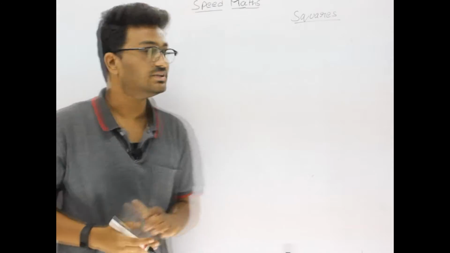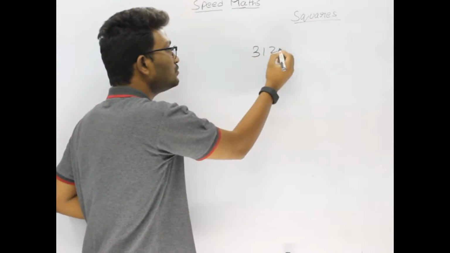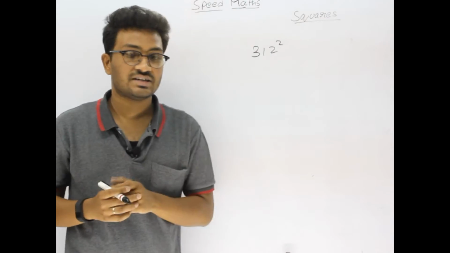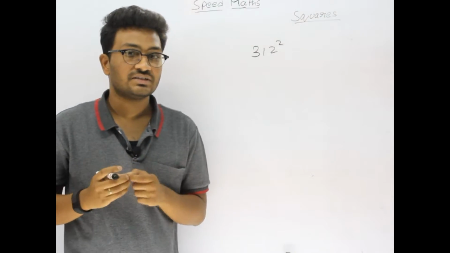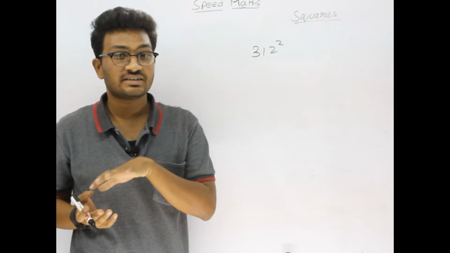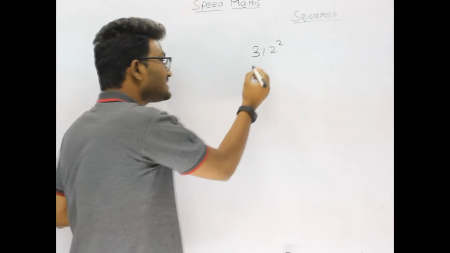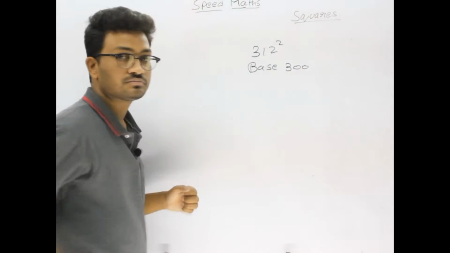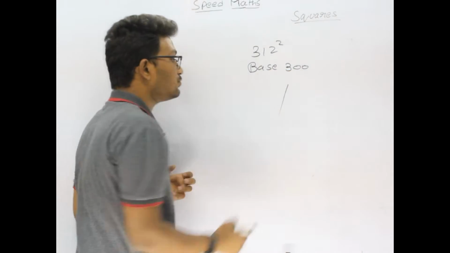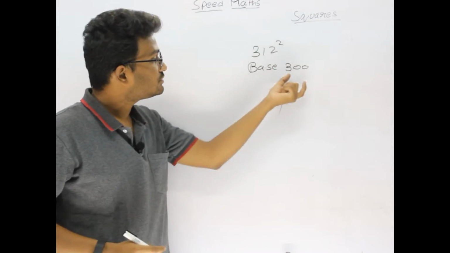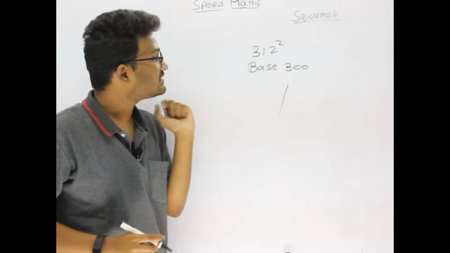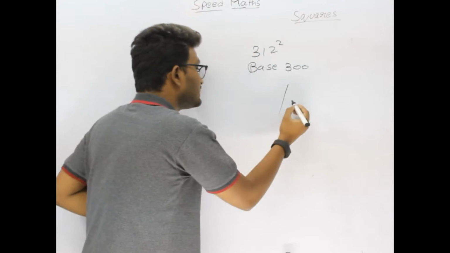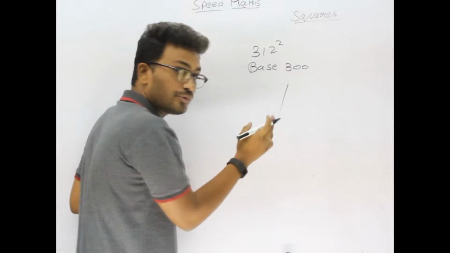Let us see another example. 312 whole square. Here we have to find 312 whole square. If you see, 312 is close to 300 and 300 is a multiple of 100. So the base here is 300. Right? And now part 2. Part 2 will be distance square. And what is the distance from base to 312? It is 12. So part 2 will be 12 square.